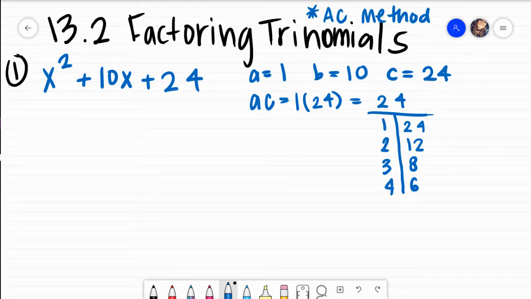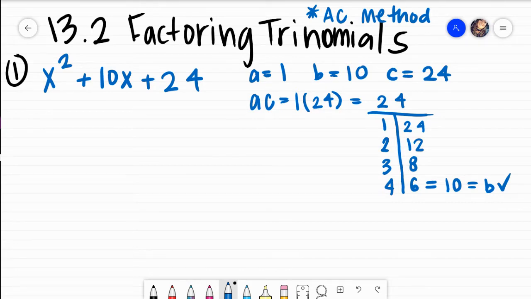Both positive. If I combine 1 and 24, I get 25, right? That's not 10. If I combine 2 and 12, I get 14. That's not 10. Now, what about 3 and 8? I would get 11. That's not 10. But right here, these factors, 4 and 6, if I combine those together, I get 10, right? And doesn't that equal my B? And that's what I was looking for.